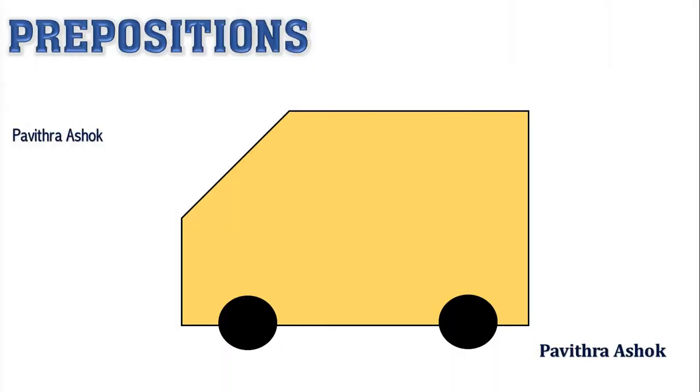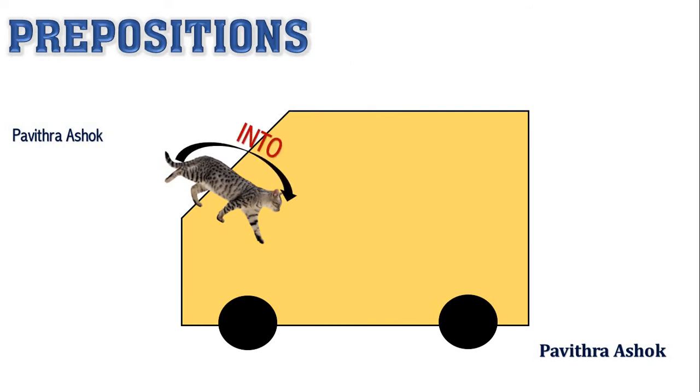Now please look at this picture. You can see the picture of a van here. I am going to show you the picture of a cat. Now you should tell me where the cat is with the help of prepositions. Can you tell me where is the cat? Yes, the cat is on the van. And now? The cat is moving into the van. Students, please listen carefully. When there is a movement from outside to inside, we use into.